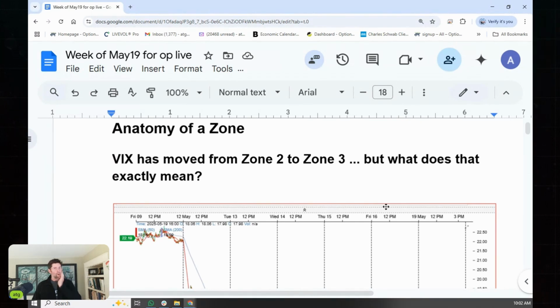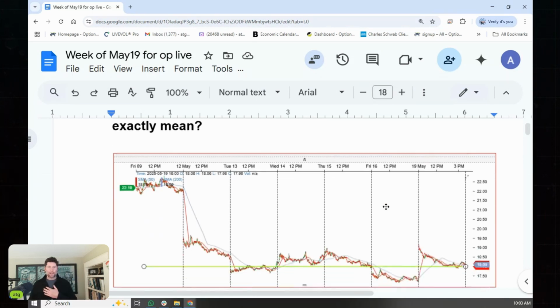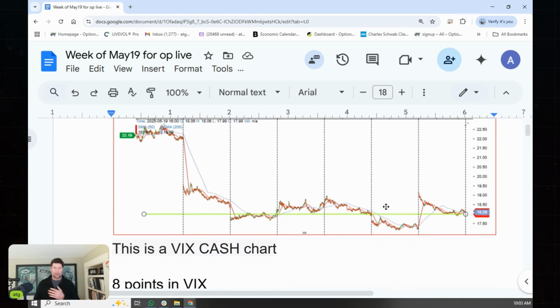Now, basically what's happened over the last week. We've moved from zone 2 to zone 3. What exactly does that mean? What I've outlined to you this week, but we're going to do it again, is VIX has 4 zones. And right now I put a line on that green line.